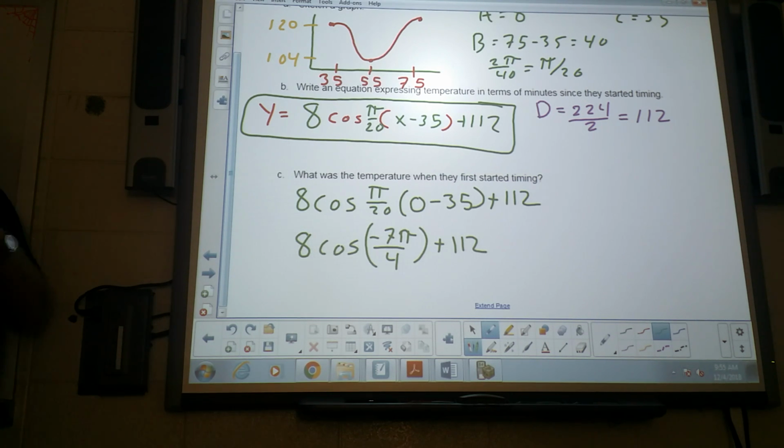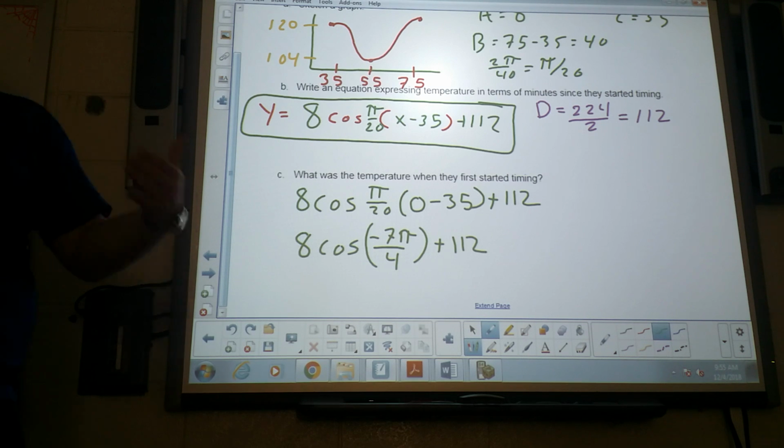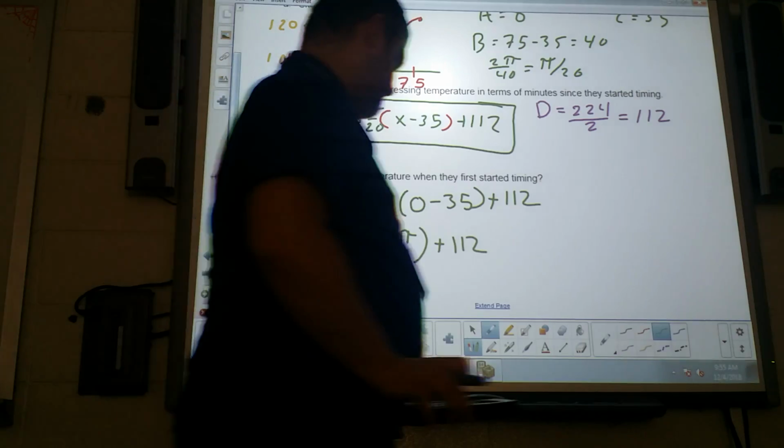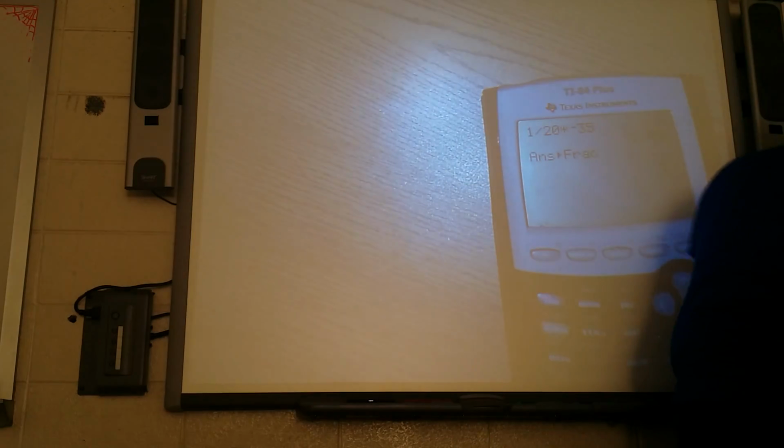It all depends on how good you are at dealing with fractions in your head by yourself. How did you get that fraction again? What did you do? I did the pi over 20.